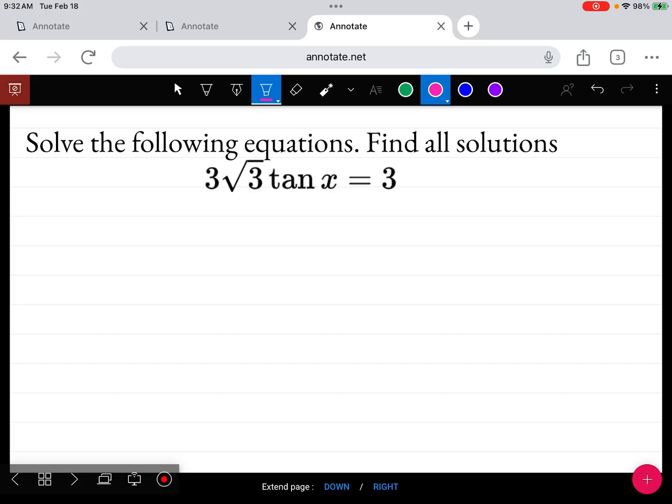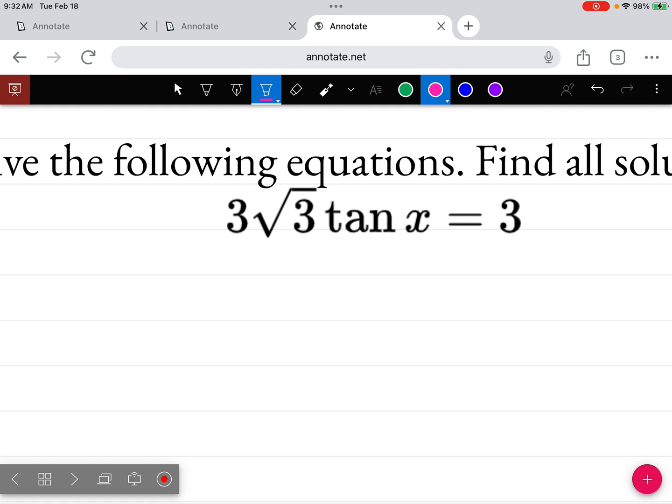So here's our next bit. We've got 3 square root of 3 times tangent of x, and we want to know when that equals 3. So we're looking at a tangent one again. What should we do first? Definitely want to divide, but what do we want to divide by? Yeah, we want to take this whole chunk away from here. I really want my tangent by itself. So we're going to divide by 3 square root of 3 on both sides.